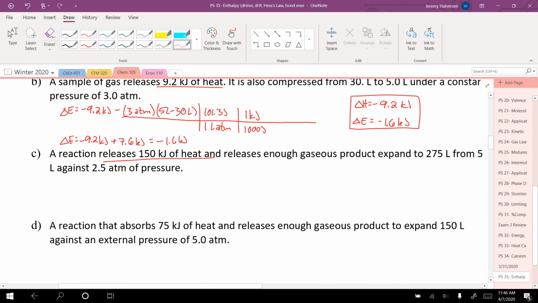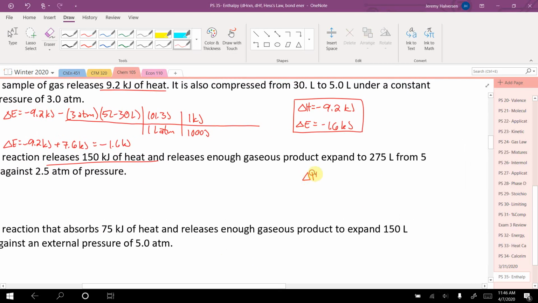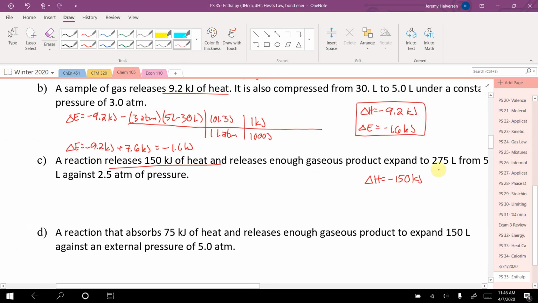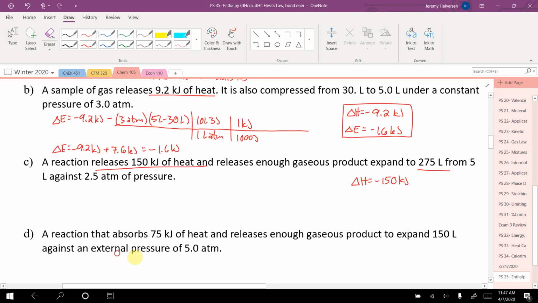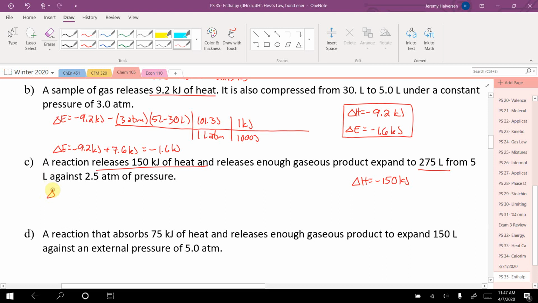A reaction releases 150 kilojoules of heat. Releases, so it's negative. And releases enough gaseous product to expand 275 liters from 5 liters against 2.5 atmospheres. So my change in energy is going to be my negative 150 kilojoules minus pressure. And change in volume. Going from, so final is 275 liters minus initial is 5 liters.